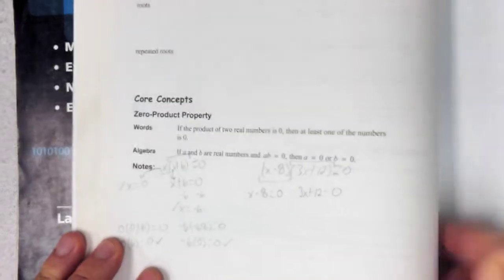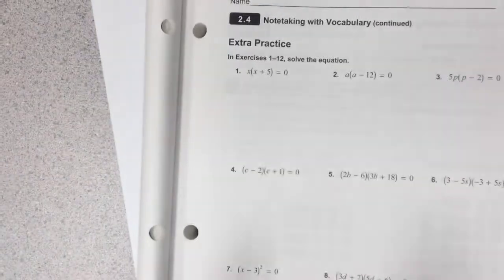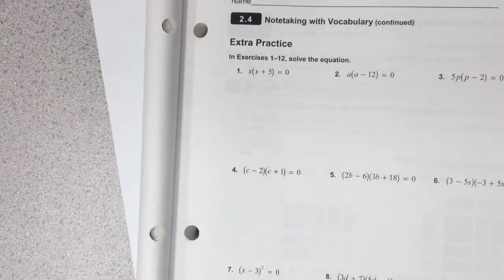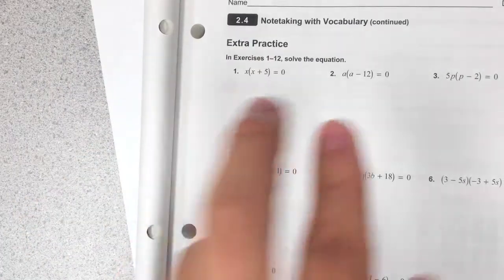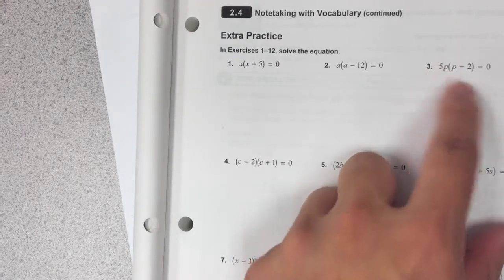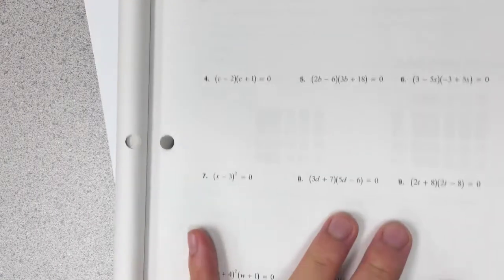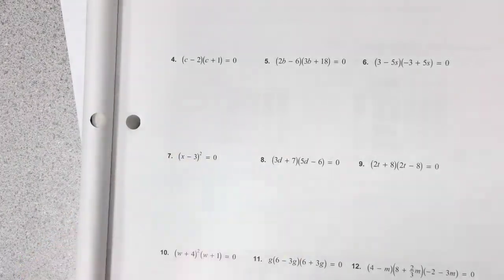Solve for x. Number 1 is literally like the first example I did, where it was x times x plus 6. So you're going to have two answers here. You just write 5p equals 0, p minus 2 equals 0, and then you solve. And then all of these are the same. You say c minus 2 equals 0, c plus 1 equals 0.